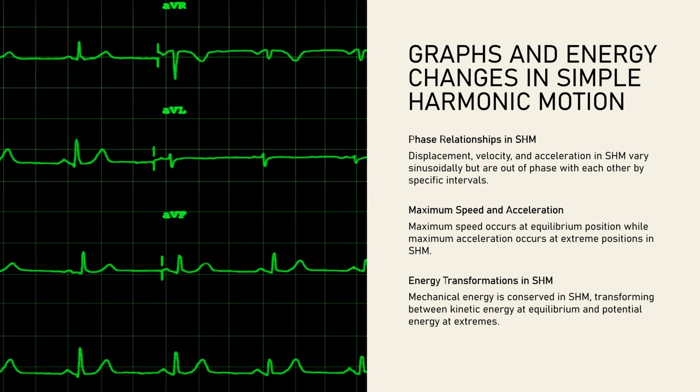Energy changes in SHM provide another powerful way of analyzing oscillations. The total mechanical energy of an undamped SHM system is constant and is shared between kinetic energy and potential energy.